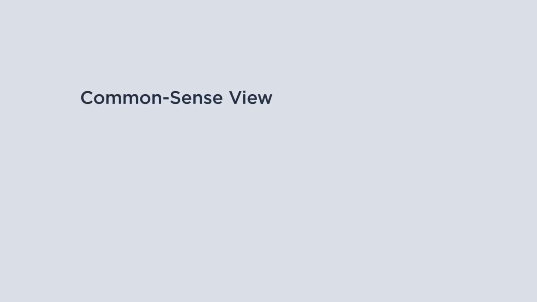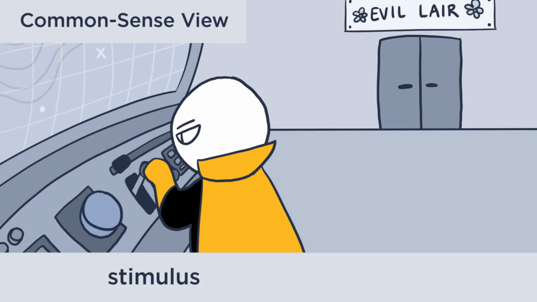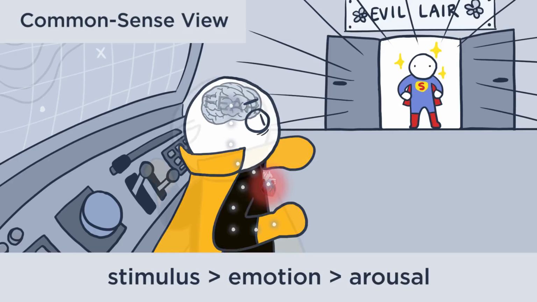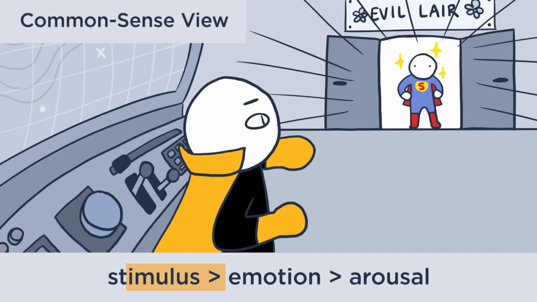Let's start with the common sense view. In this view, a stimulus prompts an emotion, which in turn prompts some bodily arousal. So in this case, a frightening spectacle fills our villain with fear, which makes him sweat and makes his heart rate rise.